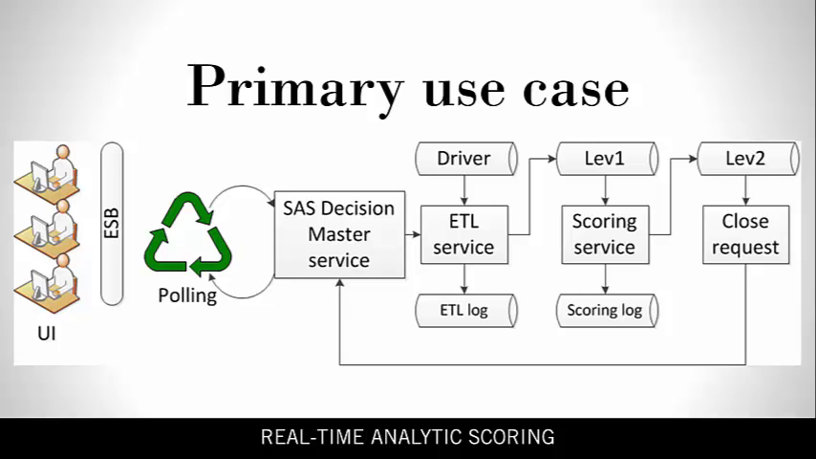And we close the request, sending the information back to the decision master, which sends it back through the enterprise service bus to the underwriter's desktop. This process could take milliseconds or it could take a couple of minutes, depending on the complexity of the ETL and scoring job. Usually the ETL service is the one that requires the most time.